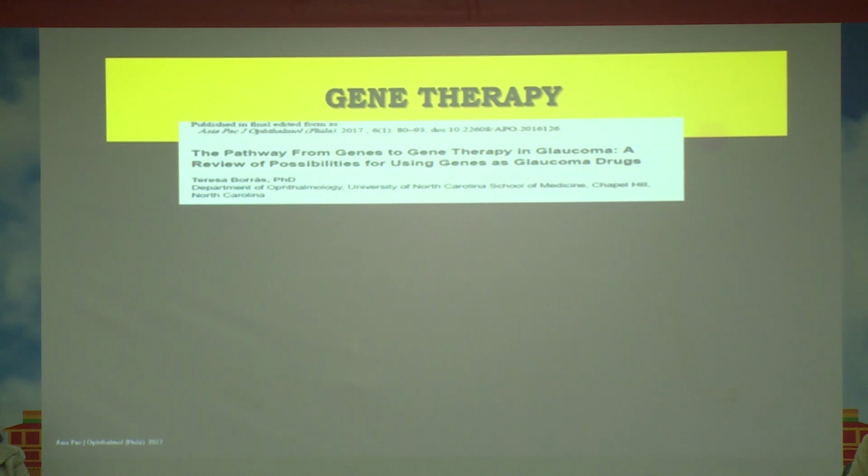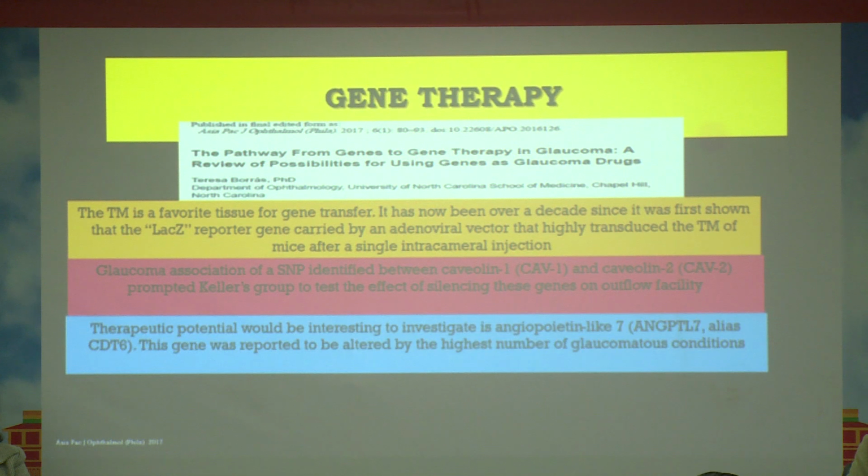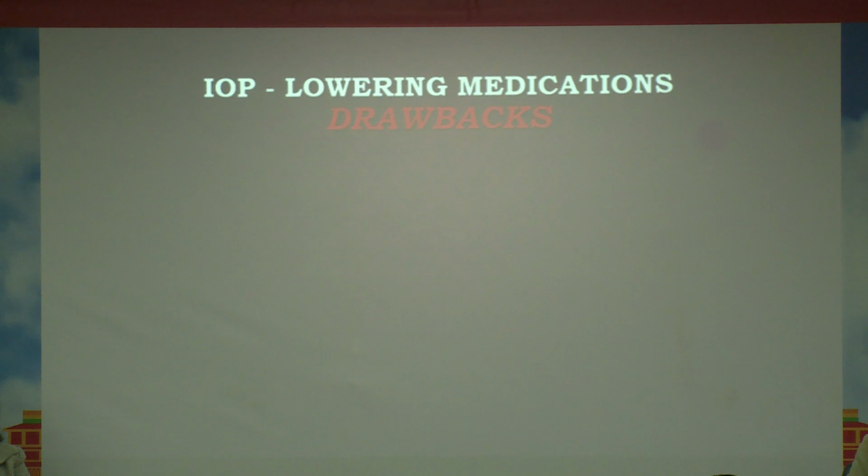Diagnose apoptosing ganglion cells and give an apoptosis inhibitor so that the glaucoma, even at the pre-perimetric stage, is really taken care of. Gene therapy has also been talked about. Trabecular meshwork is a favorite tissue for gene transfer. LacZ reporter gene, caveolin 1, caveolin 2, angiopoietin-like 7 are some of the genes which are now being talked about as far as gene therapy for glaucoma is concerned.